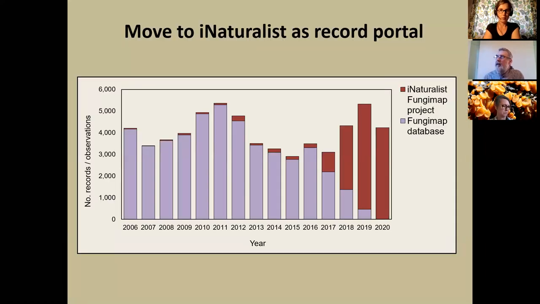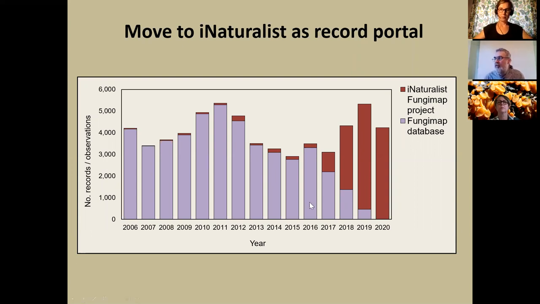And then in the last 4 or 5 years, we've moved to iNaturalist as the portal. So the portal being the place where people can put the records into. So before, people would send photos, records and so on, spreadsheets to the Fungimap office. Now anyone can just jump on iNaturalist and enter their photos. So now all of the records have photos associated with them. And then there's a community out there who's active in assisting to identify those images that come in.